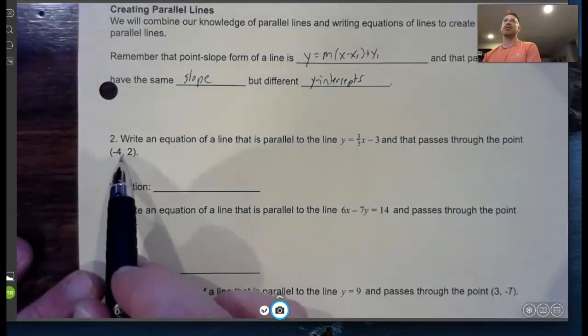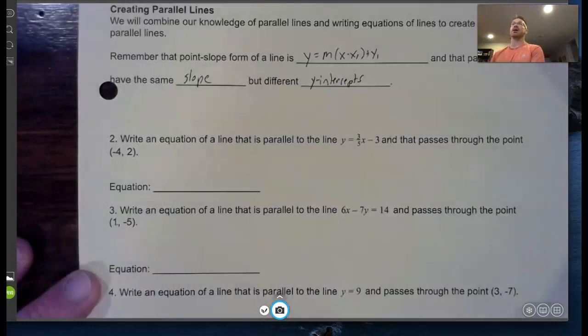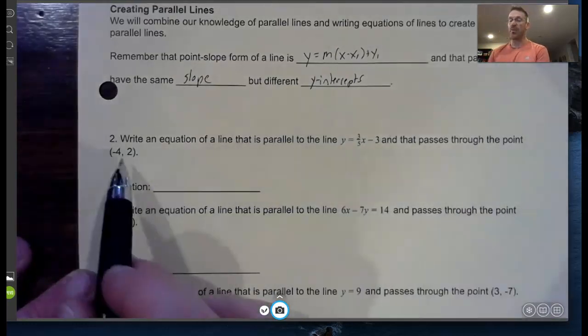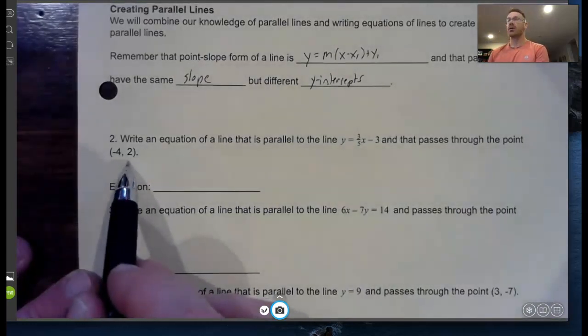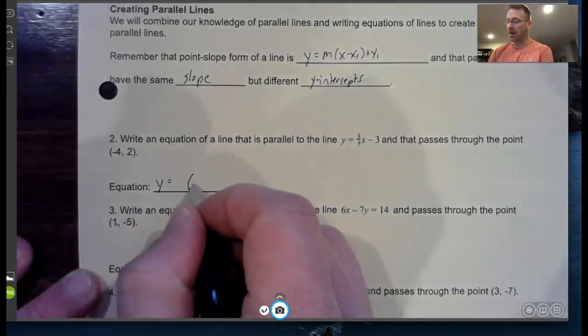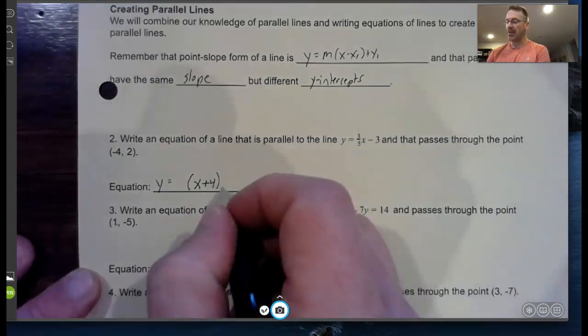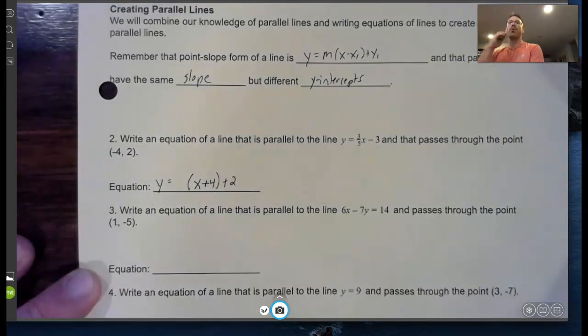Now, here's what I mean by making that assumption. We're going to assume that this information is going to create a second line and not the same line. So we know it passes through the point negative 4, 2. That's our point that goes into our equation. So right now it's going to be x minus negative 4, so it becomes x plus 4. And then we have the plus 2 out here.